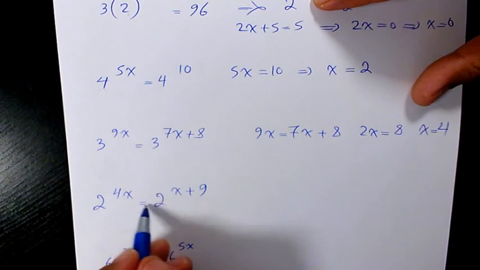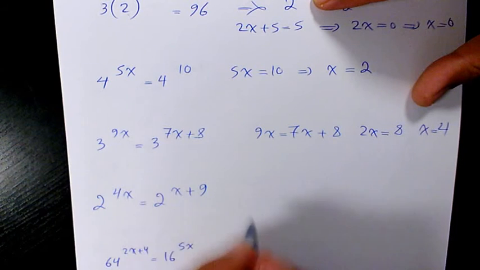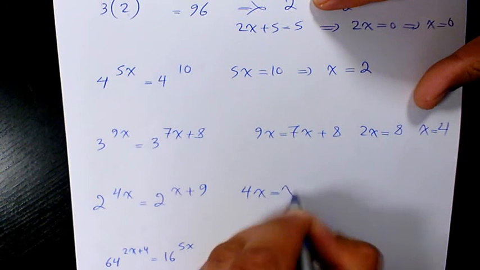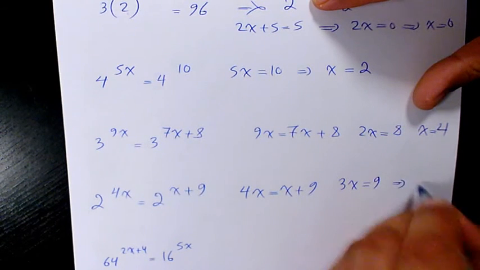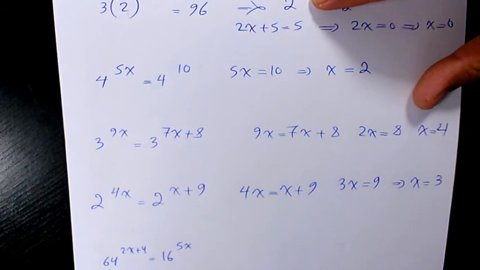2 to the power of 4x equals 2 to the power of x plus 9. So 4x equals x plus 9. You move x to the other side, it's going to be 3x equals 9. So x will be 9 divided by 3, which is going to be 3.